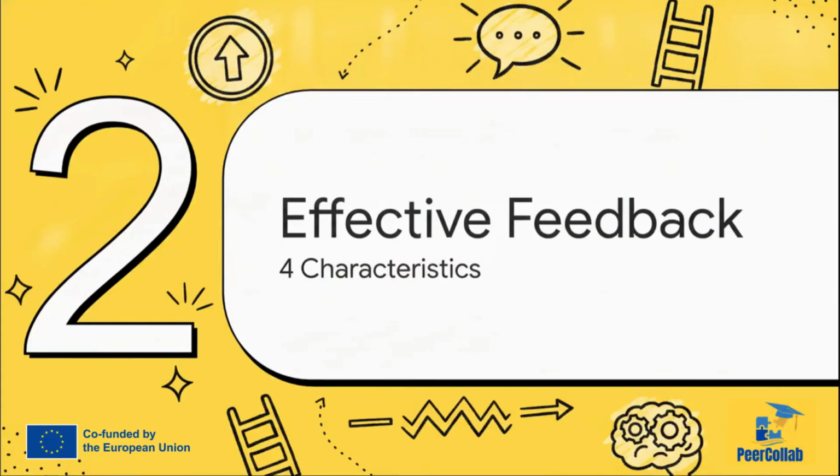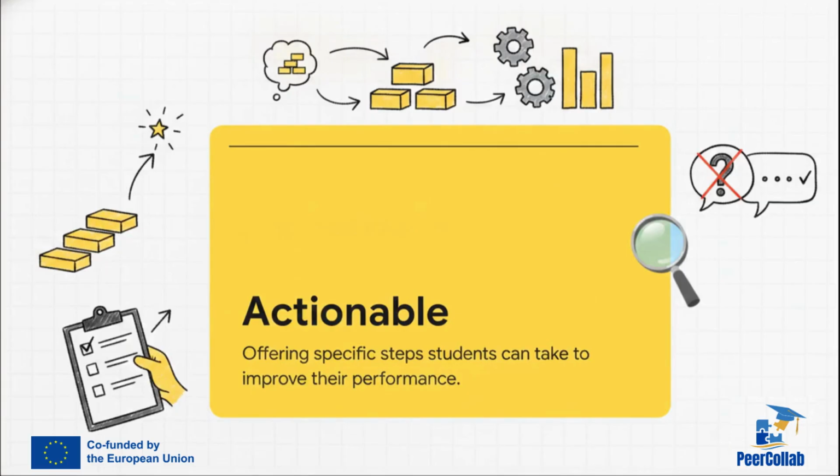Part 2. Characteristics of good feedback. Now, what's really brilliant here is how the PeerCollab framework takes this big, sometimes overwhelming concept of good feedback and breaks it down into 4 incredibly simple, straightforward pillars. Pillar number 1, feedback must be actionable.